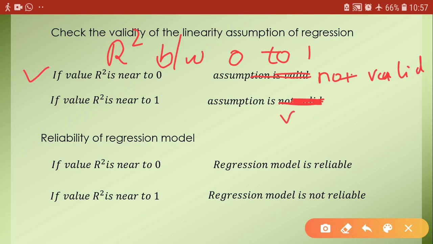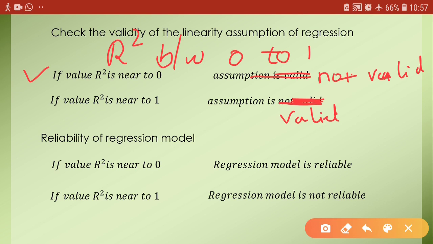So take your book and write like this. First give the heading: r square, validity of linearity assumption of regression. Then write: if your r square is near to 0, it is not valid. If r square is near to 1, then it is valid.